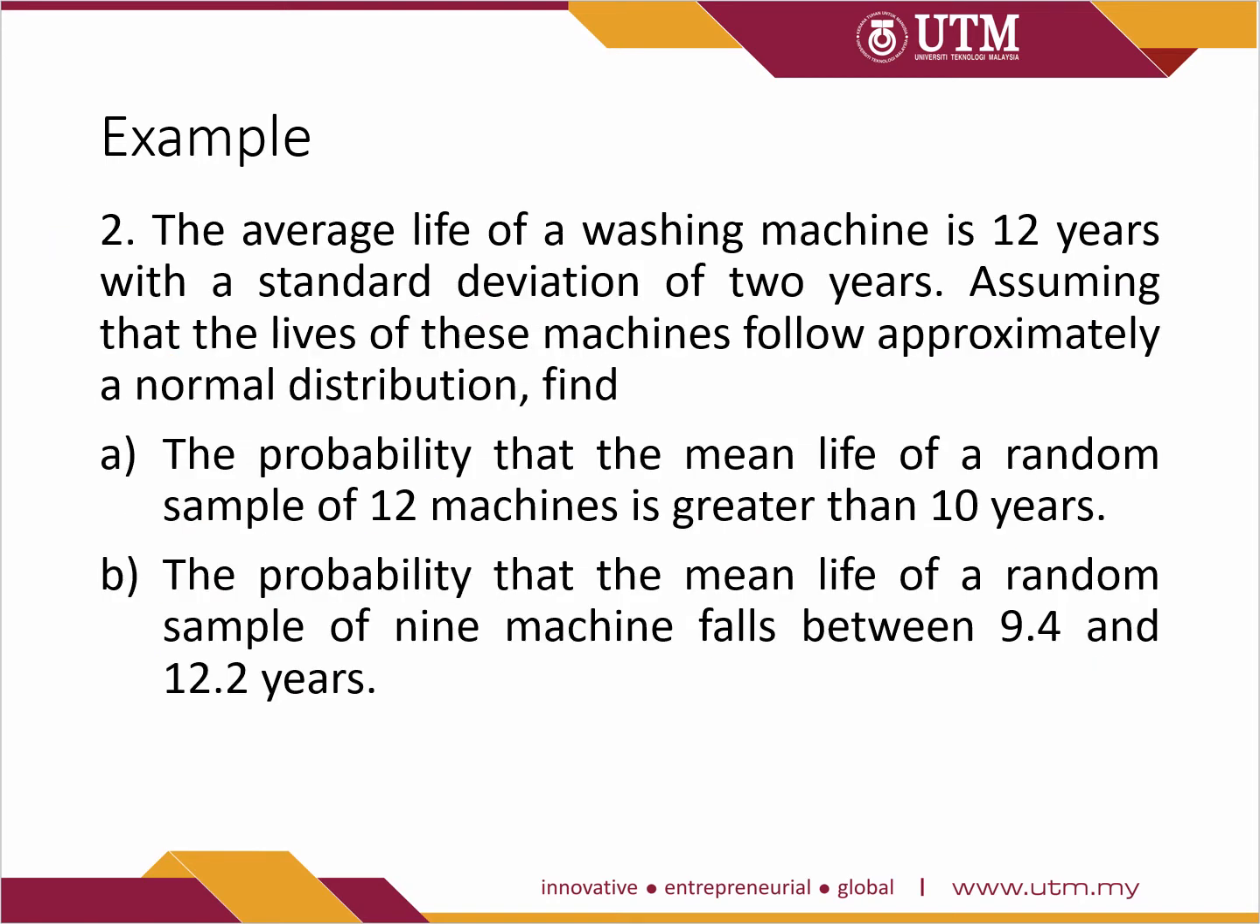Now let's try another example. The average life of a washing machine is 12 years with a standard deviation of 2 years. Assuming that the life of these machines follows approximately a normal distribution, find the probability that the mean life of a random sample of 12 machines is greater than 10 years. And then find the probability that the mean life of a random sample of 9 machines falls between 9.4 and 12.2 years.